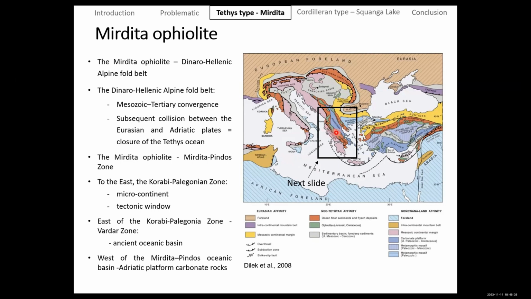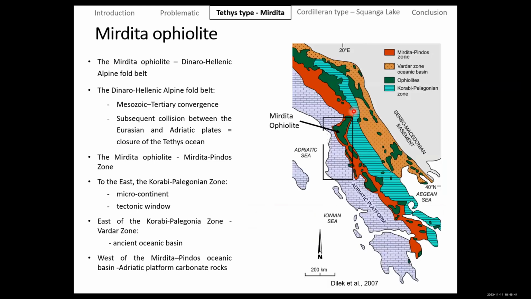The Mirdita ophiolite is part of the Hellenic Peninsula right here, so let's have a closer look at this area. The Mirdita ophiolite is right here in green. It's part of the Mirdita-Pindos zone, which is an ancient oceanic basin. To the east, we have the Korab-Pelagonian zone, the Vardar Oceanic Basin, and further east is the Adriatic platform, which is a passive margin, on top of which the ophiolites were obducted.